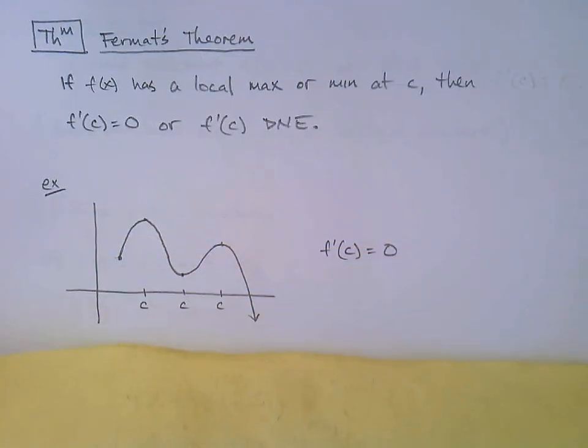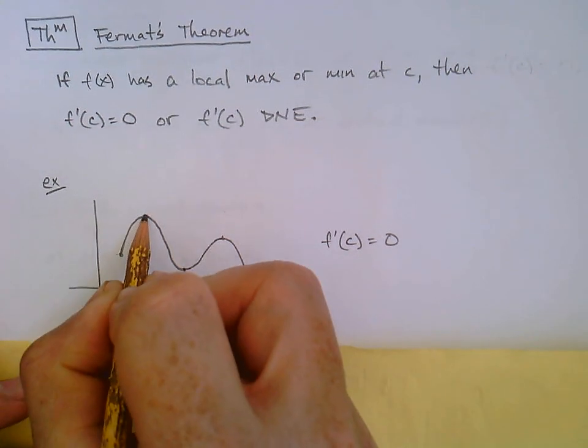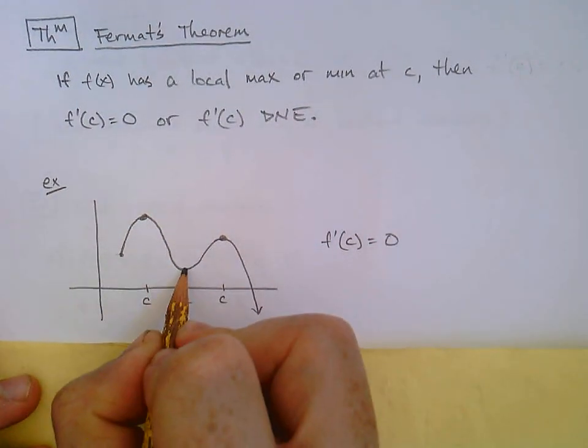So I'm going to bring back the previous sketch, not labeling the points this time, just kind of sketching it out. The graph looked a little something like this. Okay. And we had realized, hey, there's a local max here, and there's a local max here, and there's a local min here.